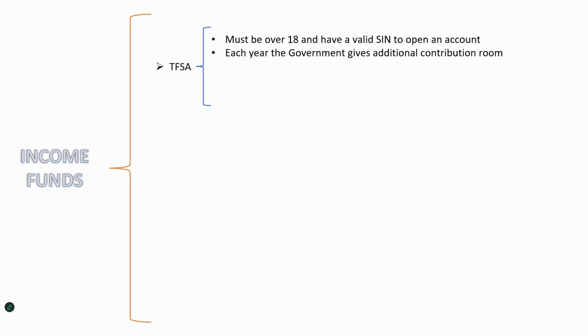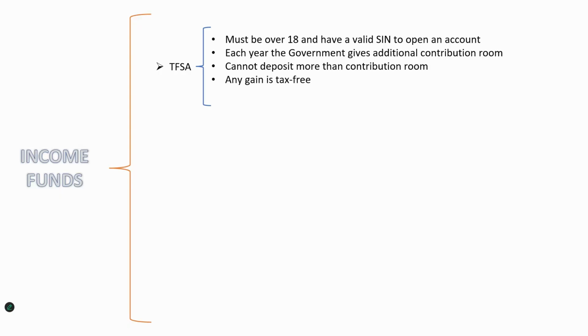So for OAS and GIS, it doesn't matter if you worked or not. But for RSP, it does matter. CPP, it does matter. TFSA, it doesn't matter as well. Okay. You cannot deposit more than your contribution room. So unlike RSP, where you had a $2,000 maximum with no penalty, you don't have this in your TFSA.